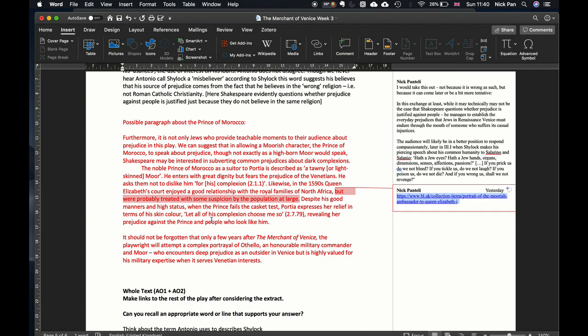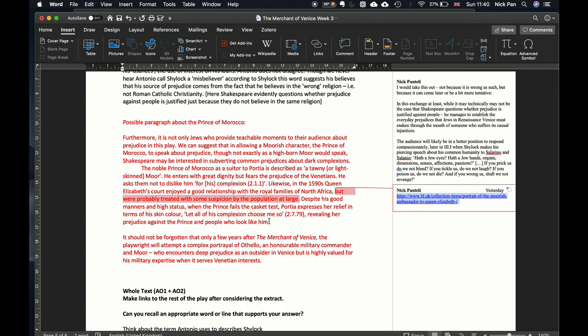"Let all of his complexion choose me so." So let all of his complexion choose wrongly, choose the golden casket as he did, Prince of Morocco did, revealing her prejudice against the prince and the people who look like him. So subtly, Portia is expressing relief that the Prince of Morocco wasn't able to win the casket challenge, and therefore not win her and control Belmont.